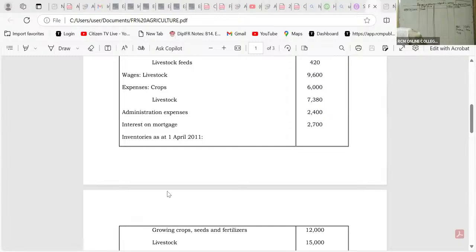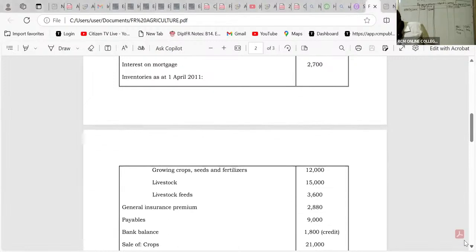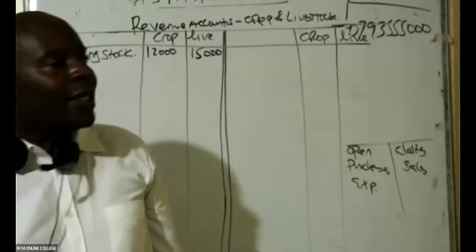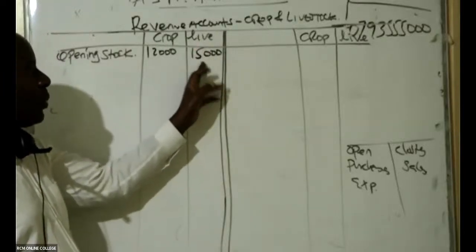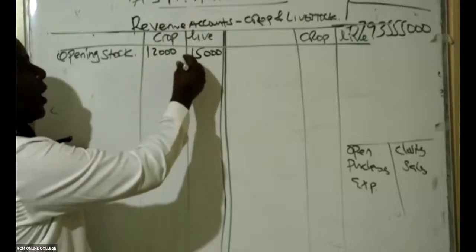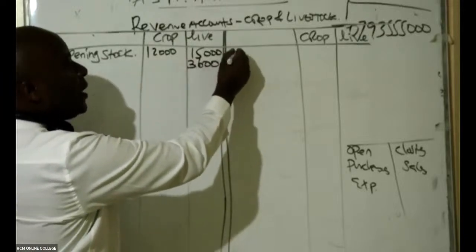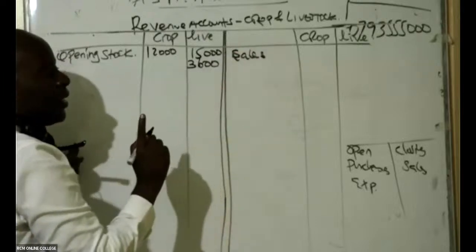Yeah, the obvious things. Like now here we have the livestock. You can see in this case, opening stock of livestock is 15,000. Opening stock will always be debited. And if you look at this very keenly, you'll be able to see, ladies and gentlemen, opening stock of livestock feeds, 3,600. That can only come under opening stock under the livestock. It can't be put under crop. It's very specific to the livestock. So then we have here 3,600. Let's do the obvious things.